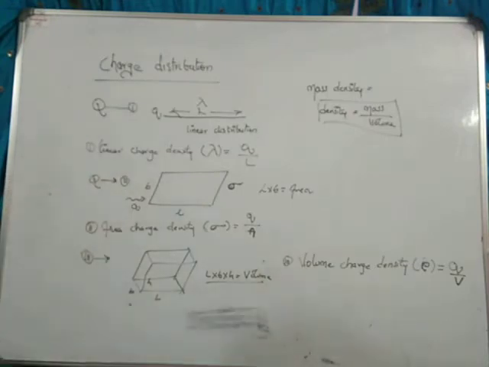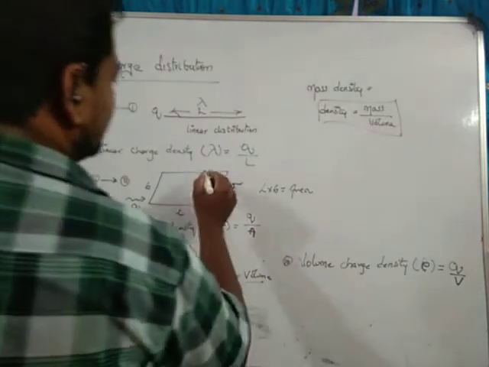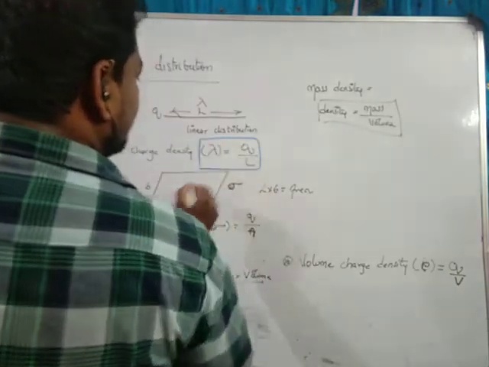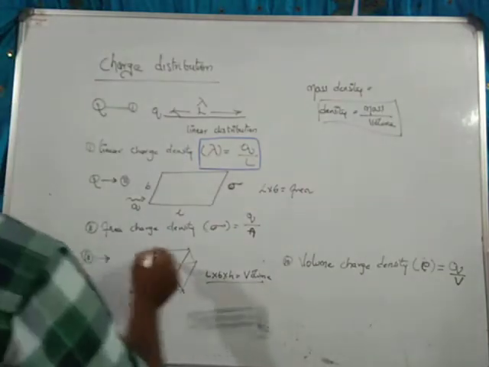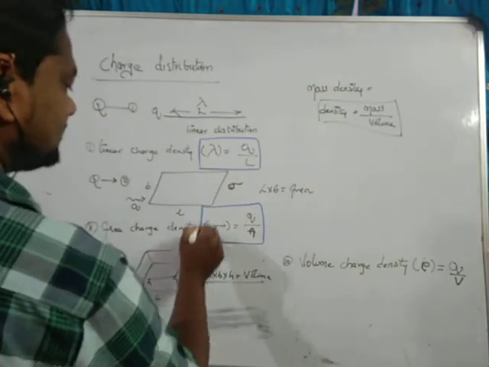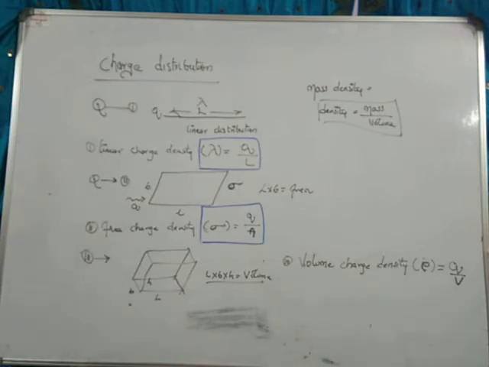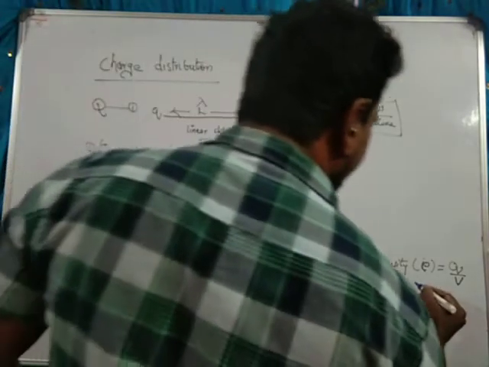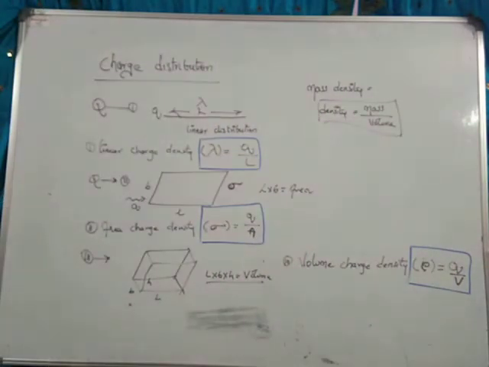So charge is distributed in three patterns: linear charge, areal charge, and volumetric charge. Linear charge density is lambda equals Q by L. Area charge density sigma is equal to Q by A. Volume charge density rho is equal to Q by V.